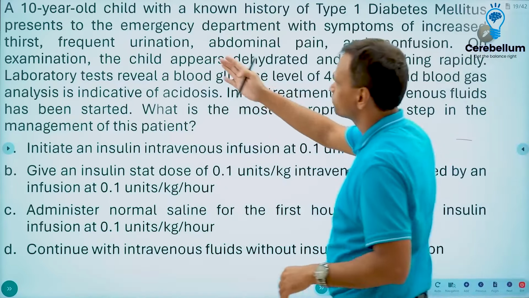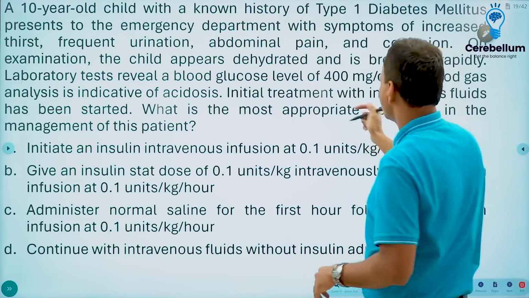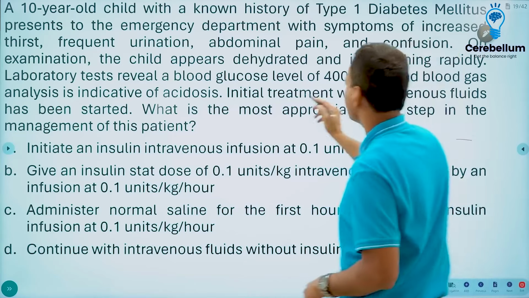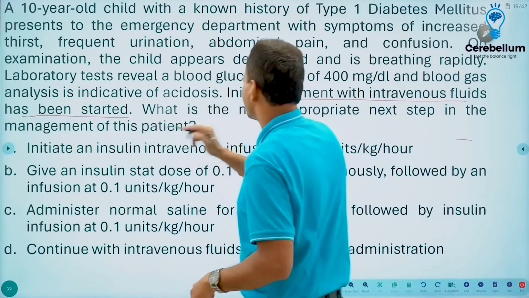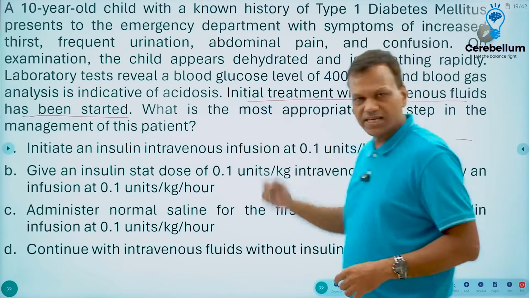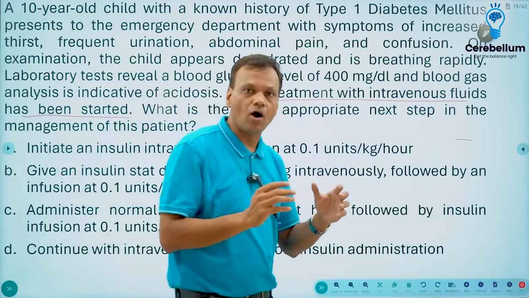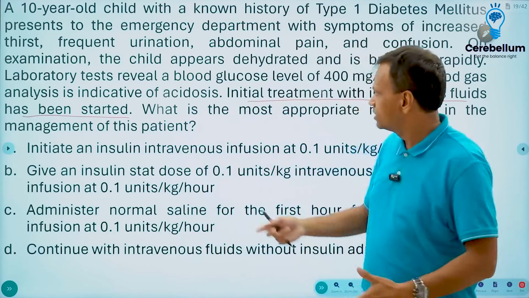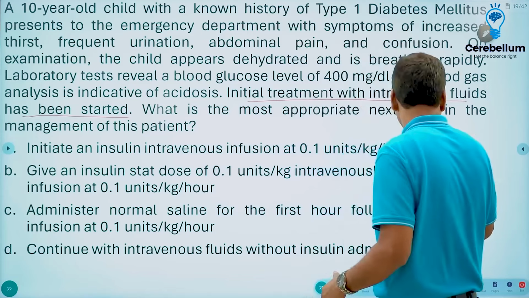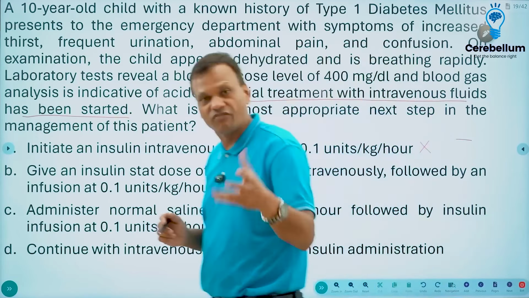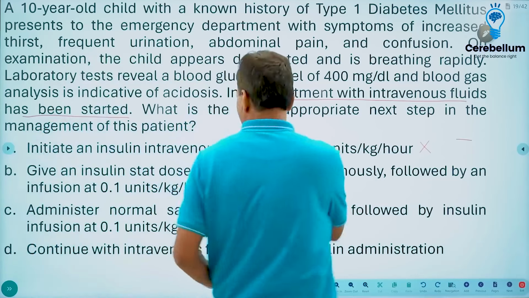So see the question. A 10-year-old child with a known history of type 1 diabetes, so they are giving diabetic ketoacidosis. What they are saying is that initial treatment with IV fluids has been started. So what is the next management? So see here, they have started IV fluids, but they have not told how long ago they have started. So they initiate insulin intravenous infusion. So I will not mark this answer because IV fluids have been started, but when they started, I don't know. Okay. Then give insulin infusion.